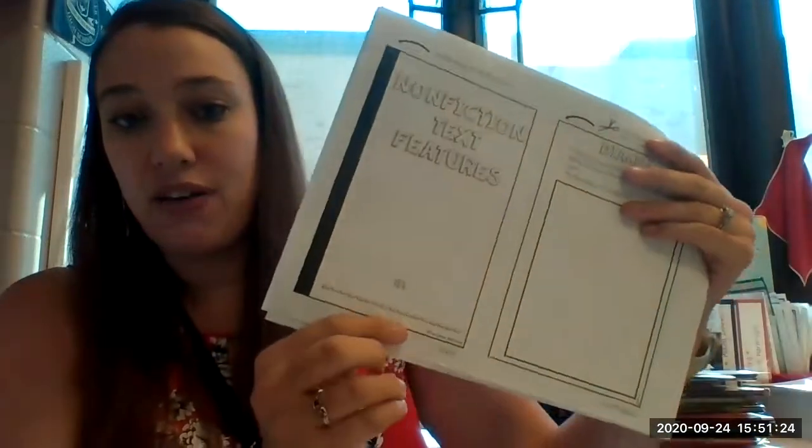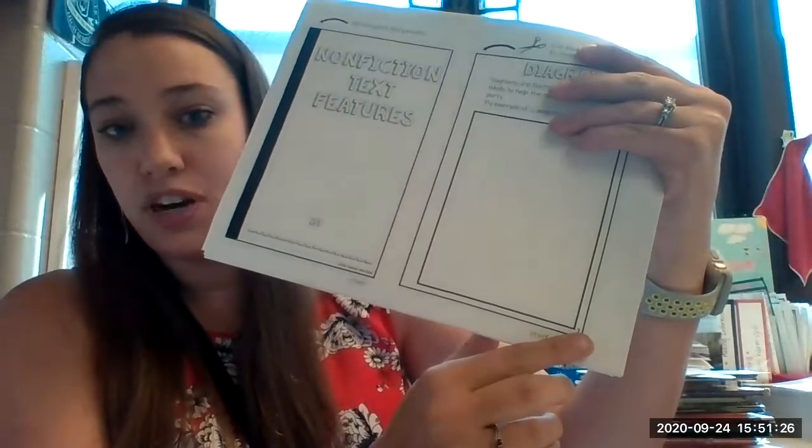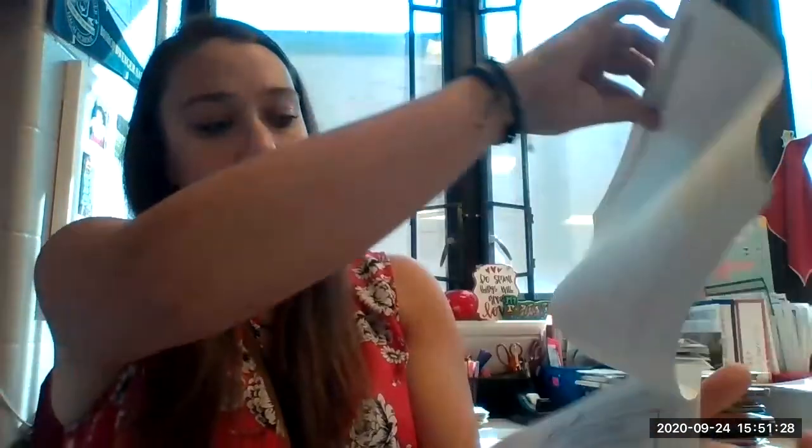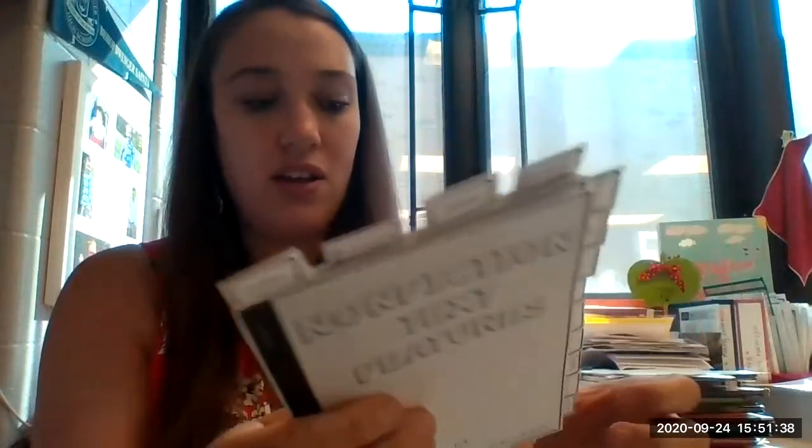Once you get them all cut out, if you notice in the bottom corner of each page, there's a little page number. So you're going to want to stack each of the pages in order from the cover, page 1, all the way to the back, which is page 17.